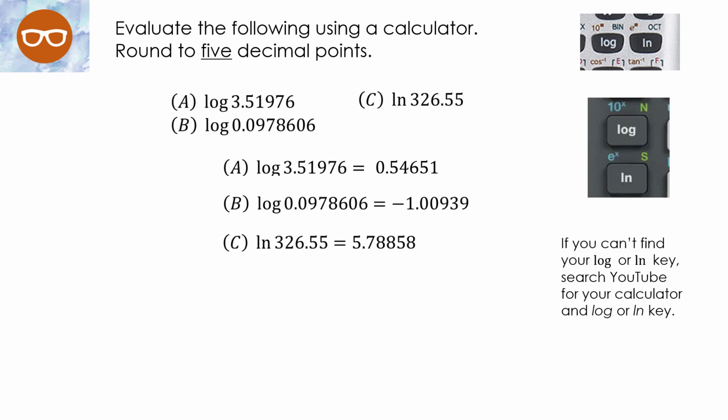Did you get 5.78858? And the last one, we want to find the natural log of 0.078242. Did you get negative 2.54795? All right, you have your calculator under control.